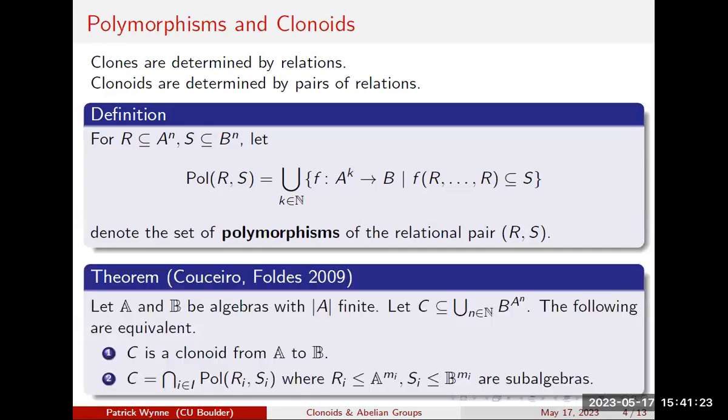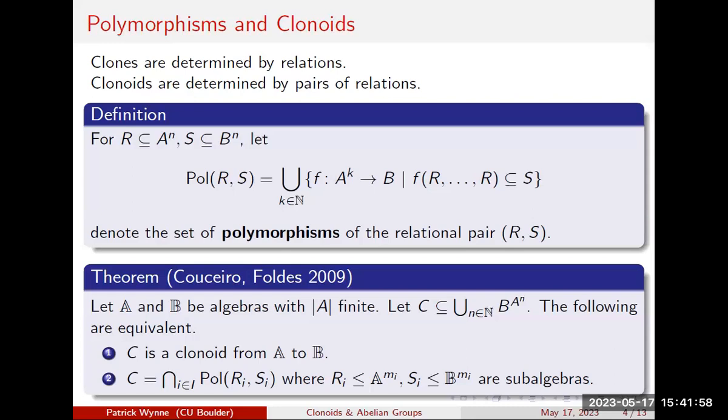And so this theorem by Krokhin and Willard says that whenever we have algebras A and B with A a finite algebra, then these two statements are equivalent here. So if we have a clonoid from A to B, then actually this clonoid is determined by a whole bunch of relational pairs, and conversely, the polymorphisms of a relational pair will in turn give us a clonoid exactly when these relations are subalgebras of A and of B respectively.